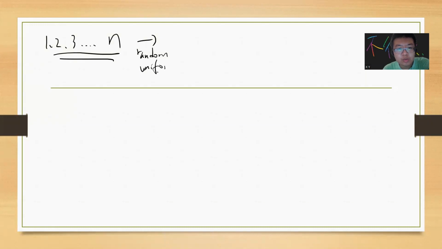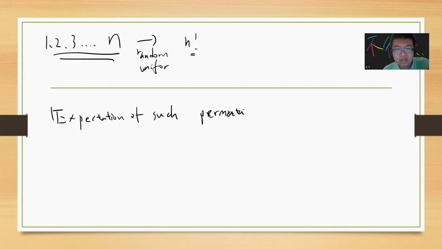The problem is that, given 1, 2, 3 up to n in a uniform random permutation, you get n factorial different choices. I want to know the expectation value of this number of replacements. So let's write down the expectation value over such permutations.